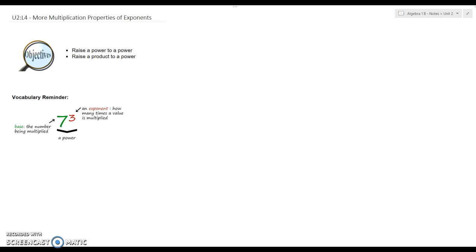So in green there, we have a base, which is the number being multiplied. And in red, we have an exponent, which is how many times the value is multiplied. That exponent shows the repeated multiplication. And then altogether, it's called a power. So 7 to the third power. So we remember those as we go through today's lesson.